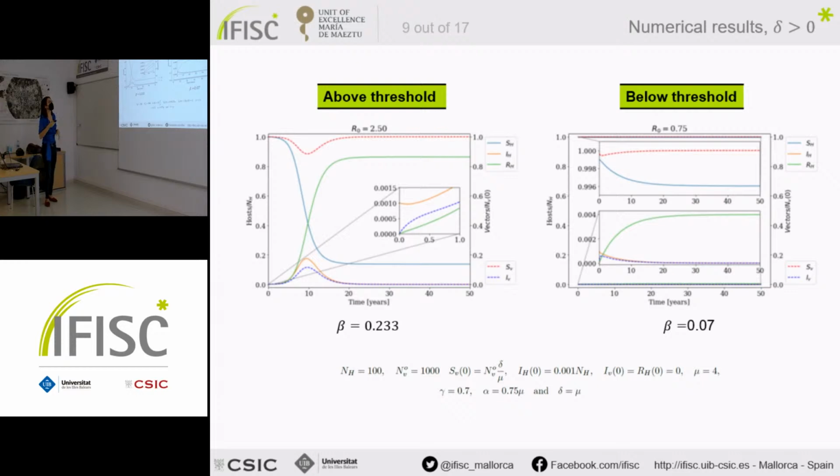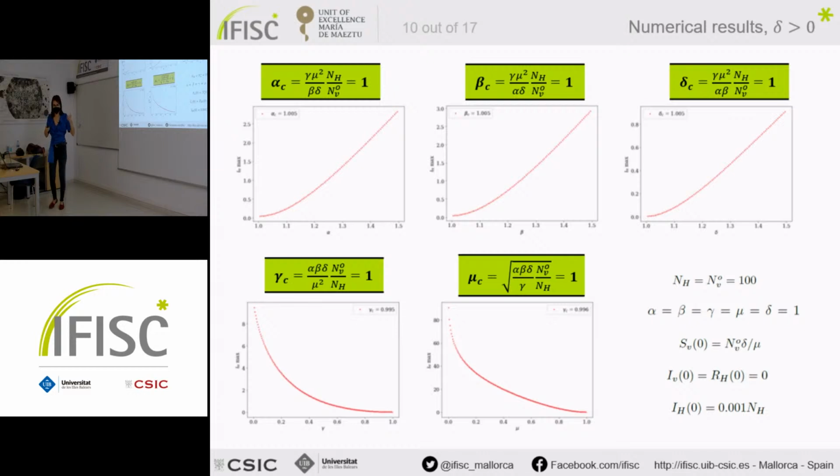Here, as an example, are two realizations, one above threshold and another below threshold. In the above-threshold case, we see that this orange line, the infected host, has an initial decrease and then an outbreak, and in the below-threshold case it is monotonically decreasing. Then we want to check the validity of the threshold parameter R0, and we study the effect of the threshold parameter by parameter. I'm going to explain for alpha, and all the others are the same. Here what we do is define the critical parameter when R0 is equal to 1.